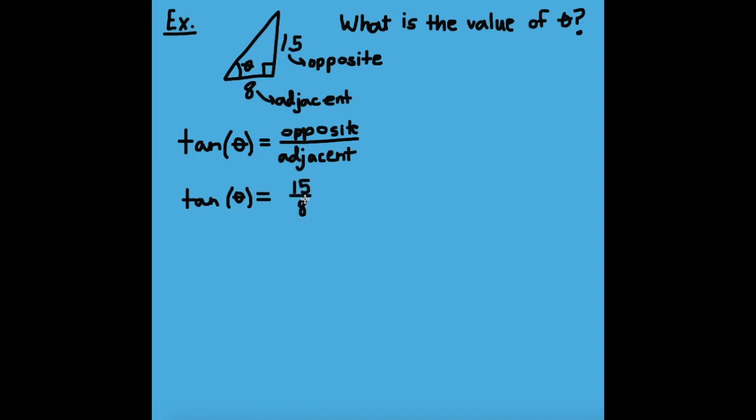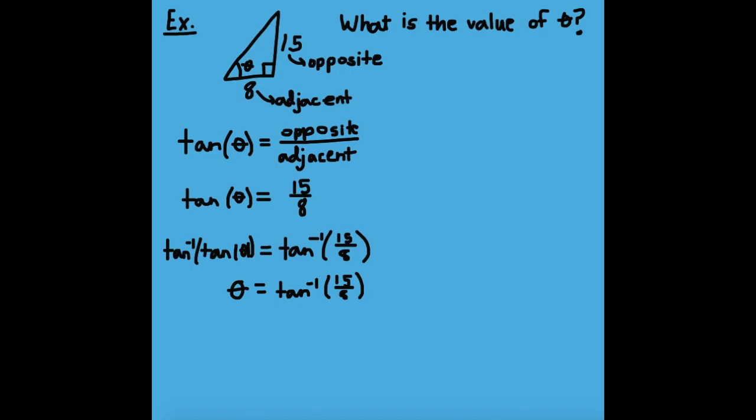Now, we have to isolate theta. How do we do that? The answer is that we have to take inverse tan. So we will do inverse tan on this side and inverse tan on this side. This makes the inverse tan and the tan cancel, so you are left with theta equals inverse tan of 15 over 8.